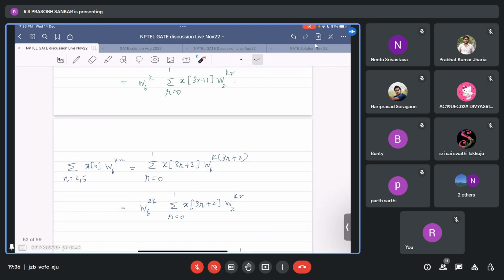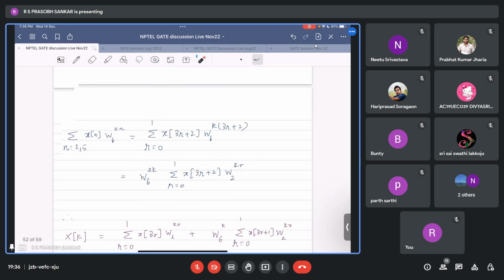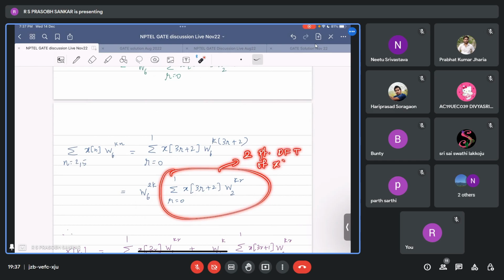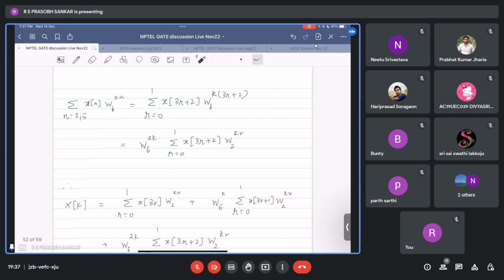Now, similarly, we have the other summation over 2 and 5, x and w6 raised to kn. This can be written like summation from r equal to 0 to 1, x of 3r plus 2, w6 raised to k times 3r plus 2, which can be simplified to be like this. We have w6 raised to 2k, summation r equal to 0 to 1, x of 3r plus 2, w2 raised to k. And in this case, basically the 2-point DFT of x of 2 and x of 5, these two terms.